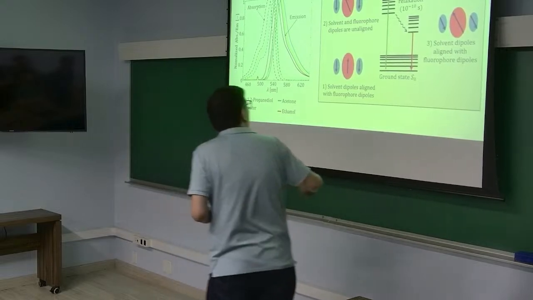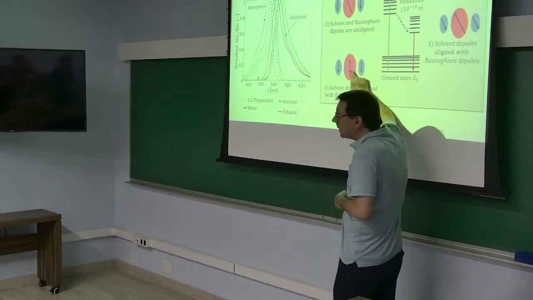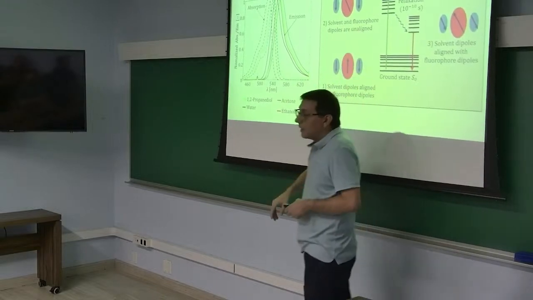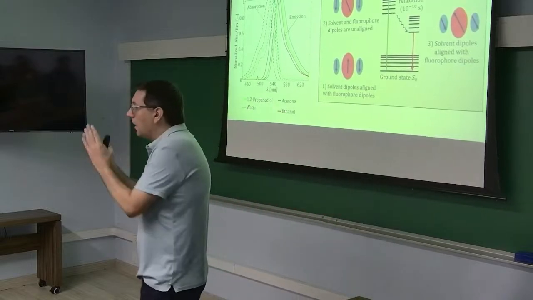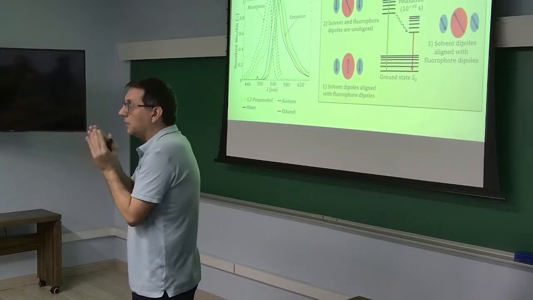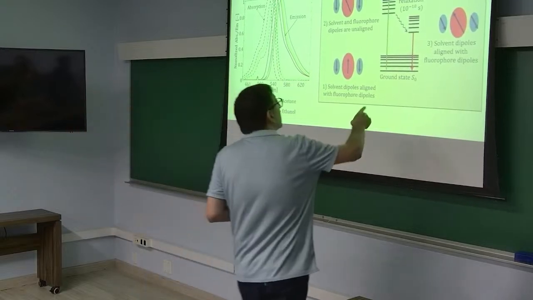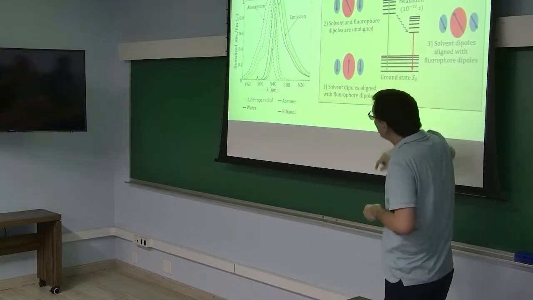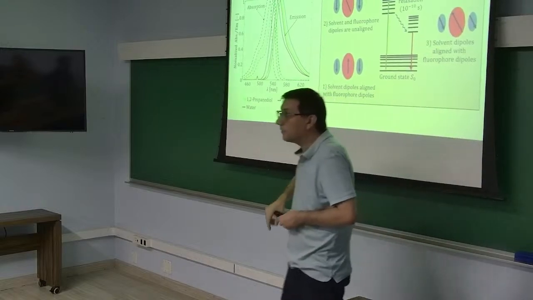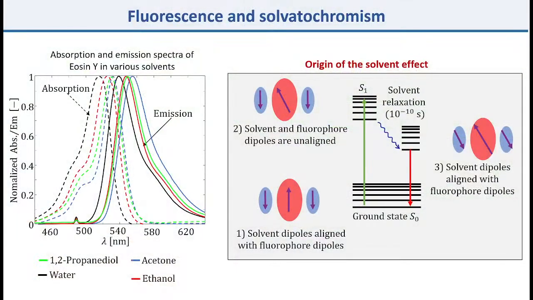When a molecule of eosin Y is excited, its dipole moment changes orientation, and this induces a reorientation of the solvent molecules in the vicinity of these excited molecules. And this process is named solvent relaxation, and it leads to a lower energy for the excited state, so it changes the wavelength of the emission of fluorescence. So for eosin Y, we know about the process.